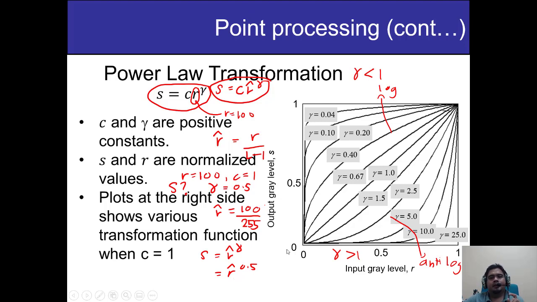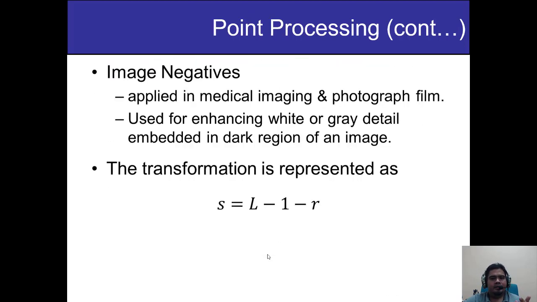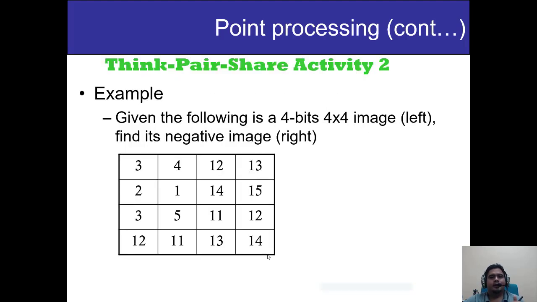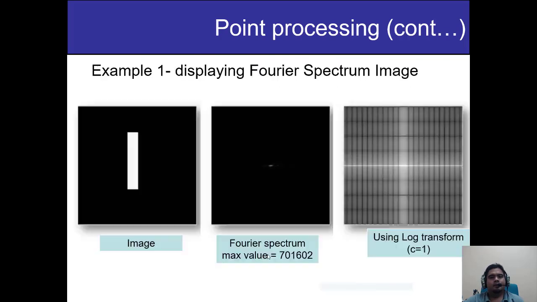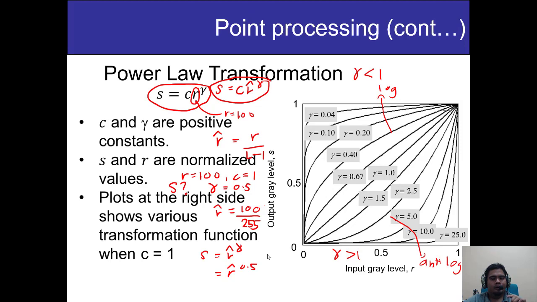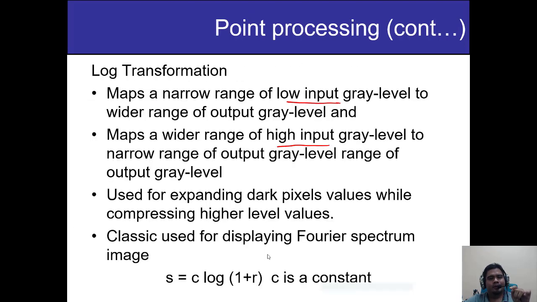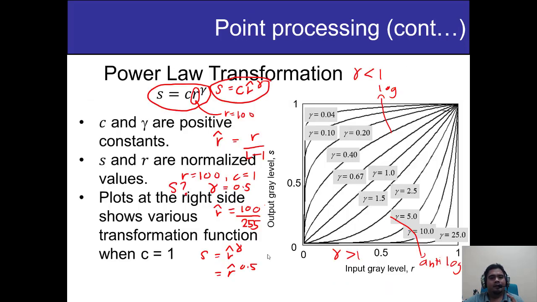Just remember that this is only applicable for power law transformation function. But for the rest, the negative transformation function that you have discussed before, you can directly apply the R. If the R is 100, or if the R is equal to 128 or 50, then you just apply it to the formula. Same goes to the log transformation function. You can directly apply the R values there inside the formula. But for power law, you must use this formula.